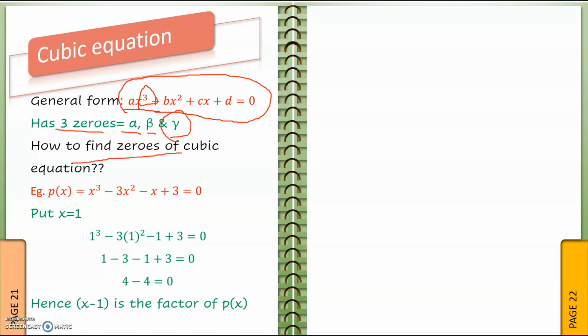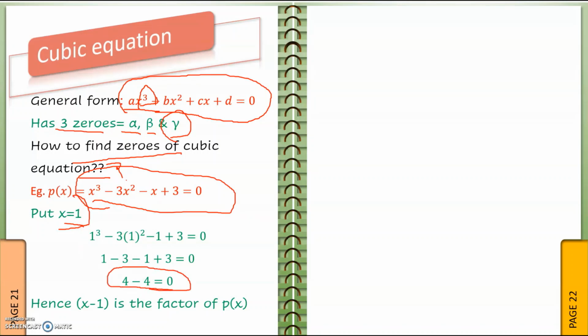So now how to find the zeros of a cubic equation? Because for the quadratic equation, we have the method called splitting the middle term. But here we do not have any such method. Here what we have to do is first hit and trial. How are we doing it? Like this: put x is equal to 1. Like we have taken this example here, x cube minus 3x square minus x plus 3 is equal to 0. Now we are putting x as 1, so left hand side is equal to right hand side, and we get the answer as 0.